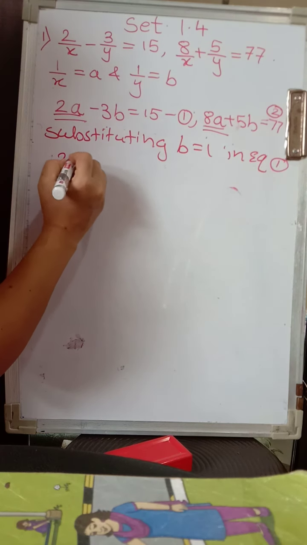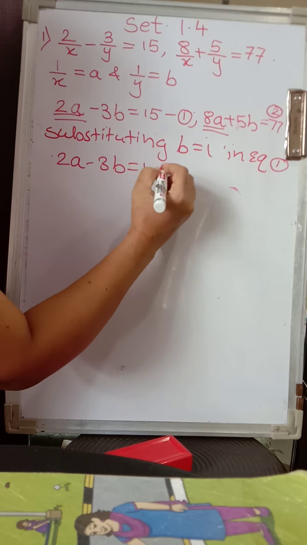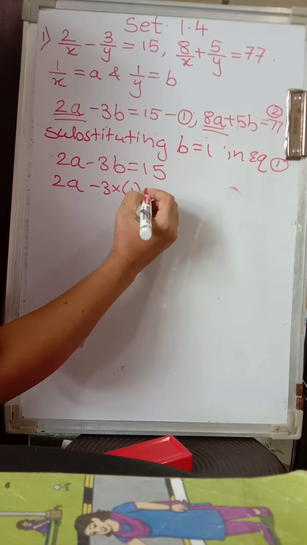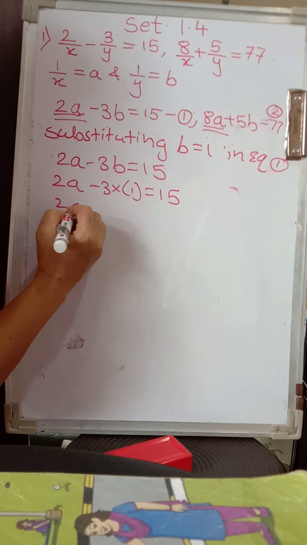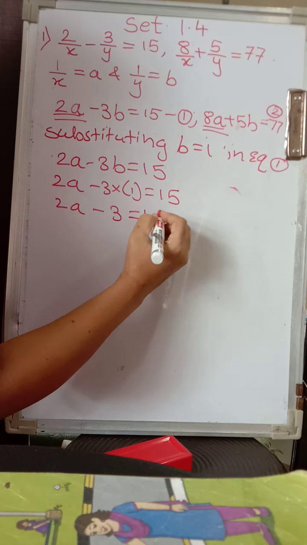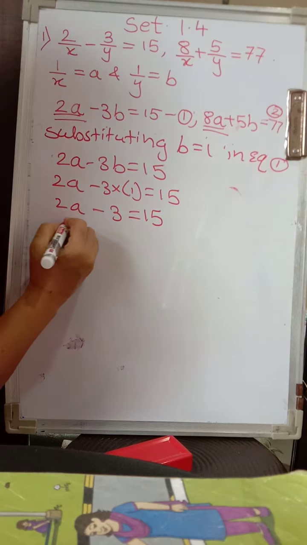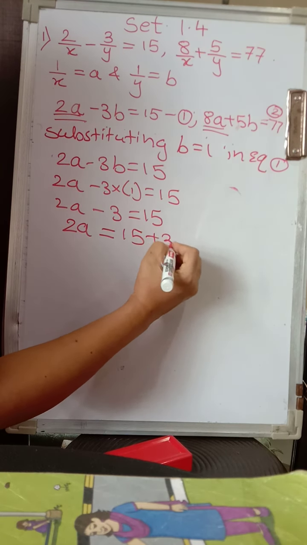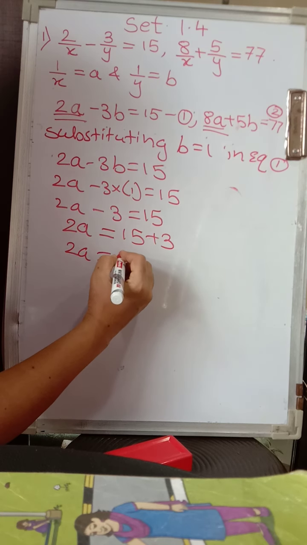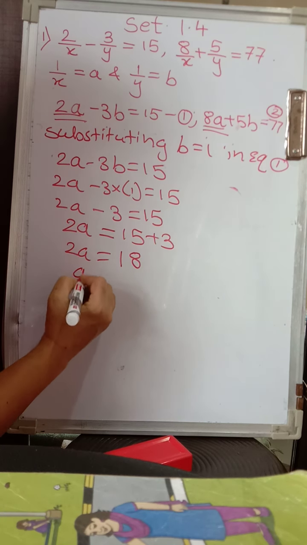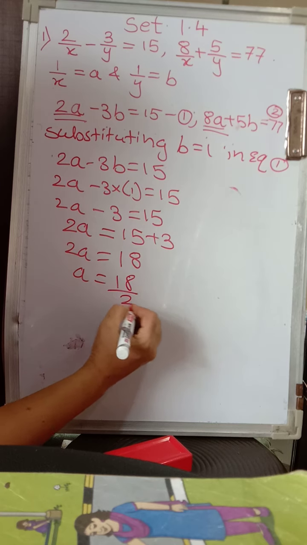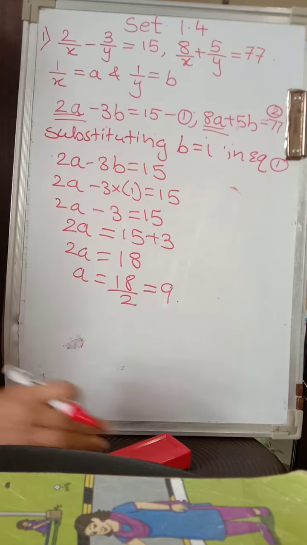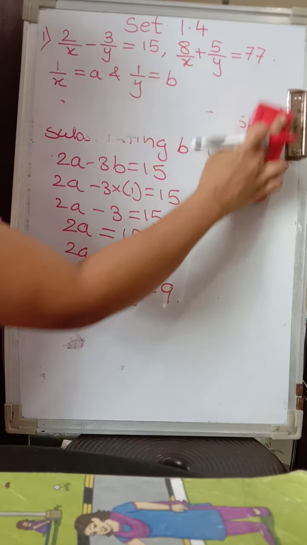So this is 2a minus 3b is equal to 15. I am substituting for b: 2a minus 3 into 1 is equal to 15. So I have 2a minus 3 is equal to 15. So I have 2a is equal to 15 plus 3. So 2a is equal to 18. So a will be equal to 18 upon 2, which is equal to 9. So I got the value of b and the value of a.